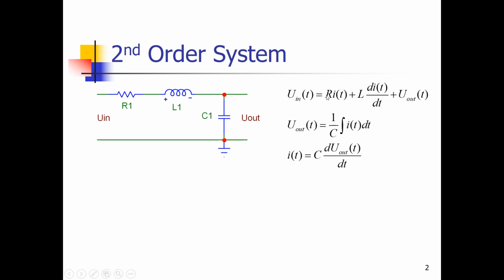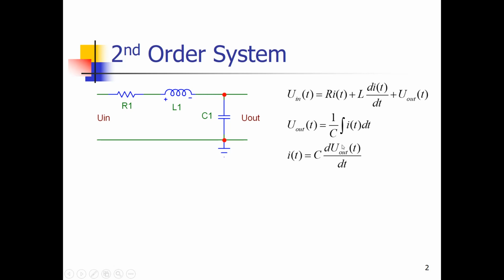So U in is equal to R times I plus L times di/dt, plus my output voltage, which is the voltage over the capacitor, so plus U out. And we want a relationship between U out, U in, and only the parameters R1, L1, and C1. So in this equation, there is an I left, the current. So we have to replace that current by an expression in which the capacitor and the output voltage are available. Well, we know that I is equal to C times du/dt.